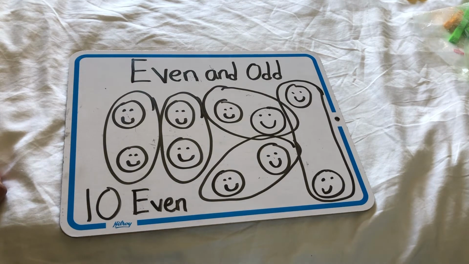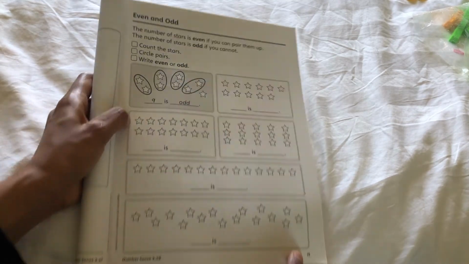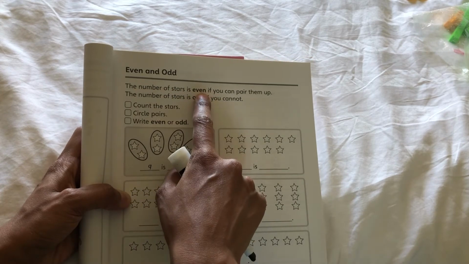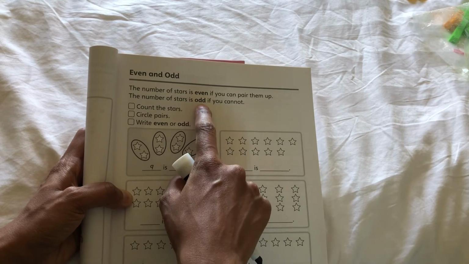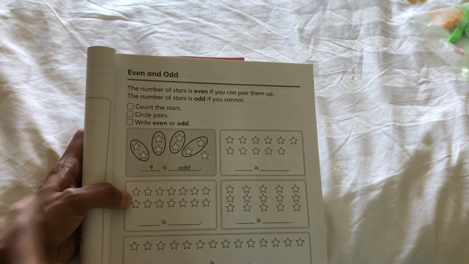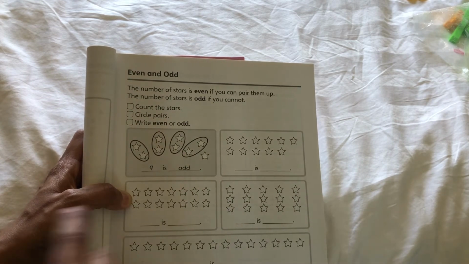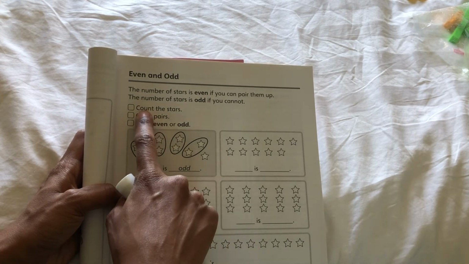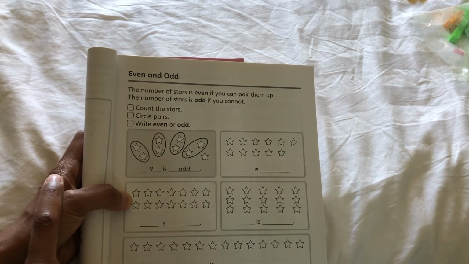Nobody is left out. Let's look at page 15 in our Jump Math 2.2 books. The number of stars is even if you can pair them up. The number of stars is odd if you cannot. Count the stars, circle the pairs, write even or odd. So look at this first example here. The first thing they want us to do is count the stars. Let's see how many stars there are.